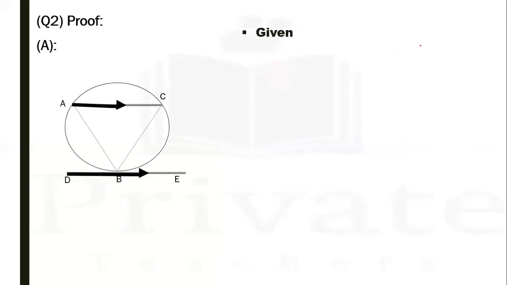The given here, from this shape, is that DE is parallel to AC. And what is required to prove here is that angle BAC is equal to angle ACB. Those two angles, we have to prove that those two angles are equal. Angle BAC and angle ACB.